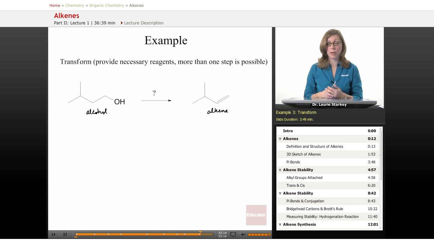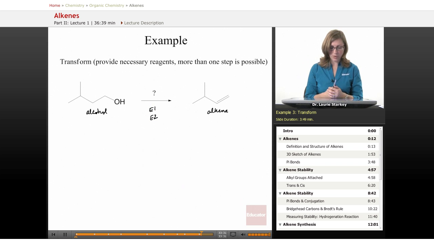Okay, we're back to our original problem. We want to form an alkene. The way we form an alkene is by eliminating to form the double bond. So, our choices are E1, E2. Those are the only elimination mechanisms we know so far. Those are the only ways we know how to make alkenes so far. We'll learn about some others down the road.